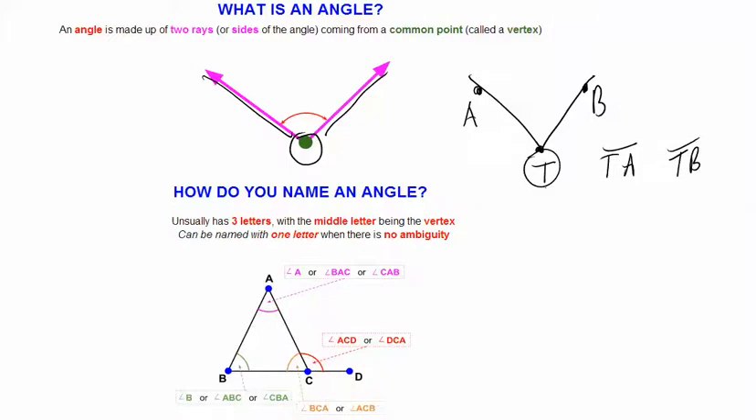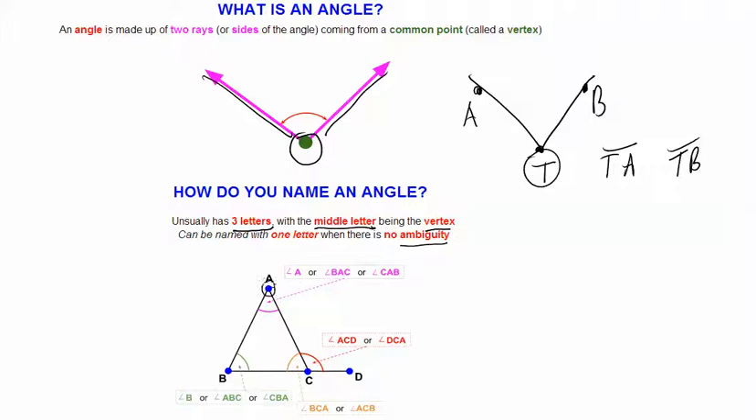Naming an angle is a little different. I talk about ambiguity. Ambiguity just means that there's multiple answers here. So when I look at this one, we normally label it with 3 letters. Okay, usually with 3 letters. But realize the middle letter has to be the vertex. So in other words, we'll take a look at this one here.